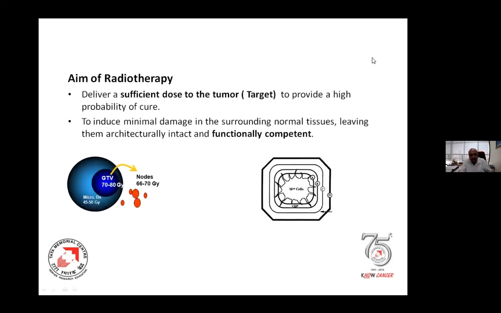So, as we are all aware, the aim of radiation oncology is to provide a sufficient dose to the tumor or the target area so that we have a high probability of cure. Simultaneously, it is our business, our domain as physicians, that we provide the least dose to the surrounding organs at risk so that they are anatomically as well as functionally competent with a complete cure. So that's the therapeutic ratio we are seeking.